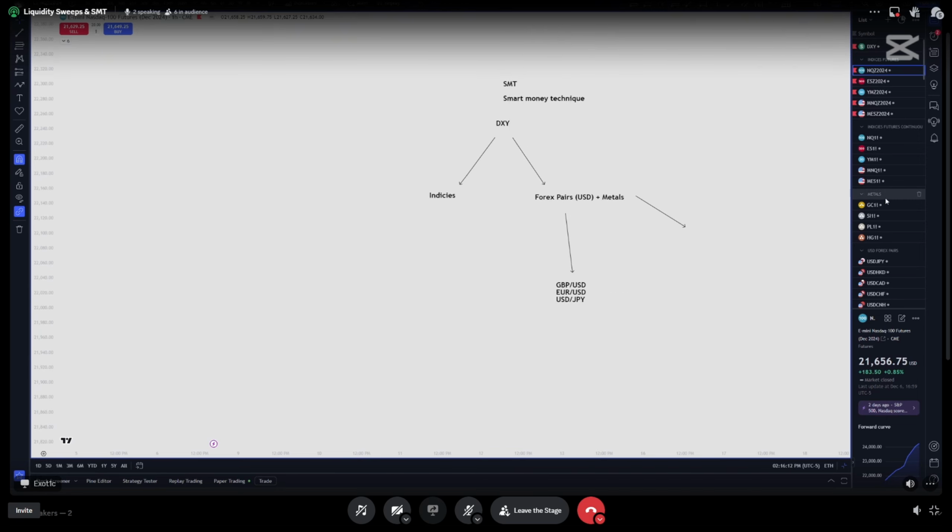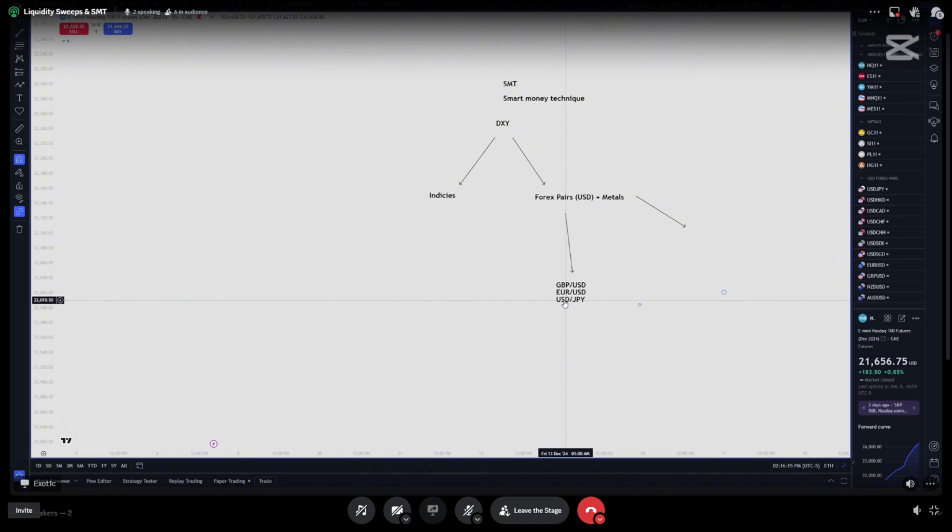What you're looking for is when you see the USD in front of the other currency, that means they are positively correlated. If you see it in the back, that means they're negatively correlated, which means every time DXY goes up, these assets should go down, and every time DXY goes down, these assets should go up. USD in front equals positive, so it should follow the DXY.